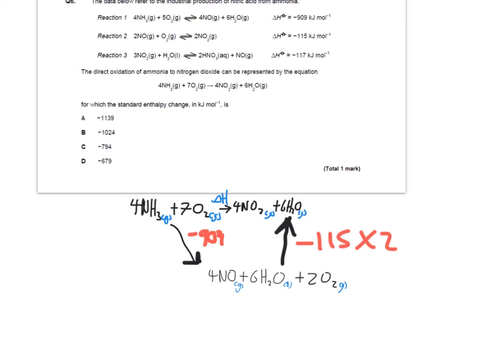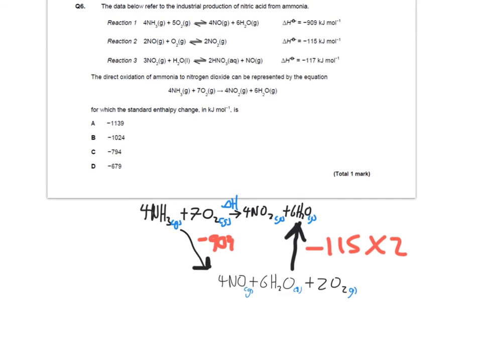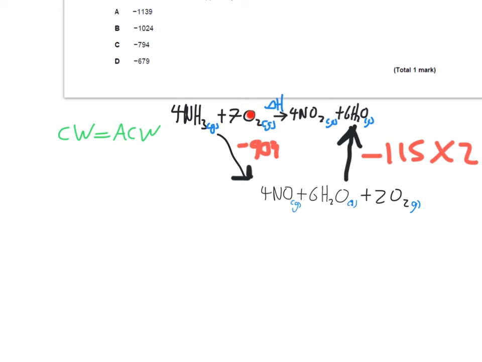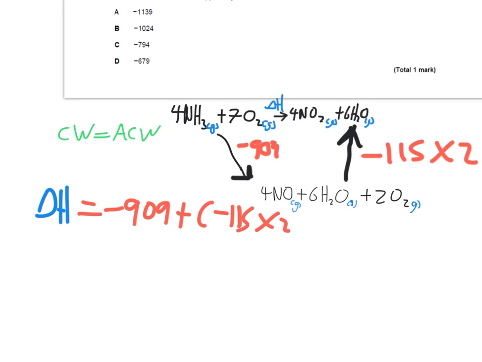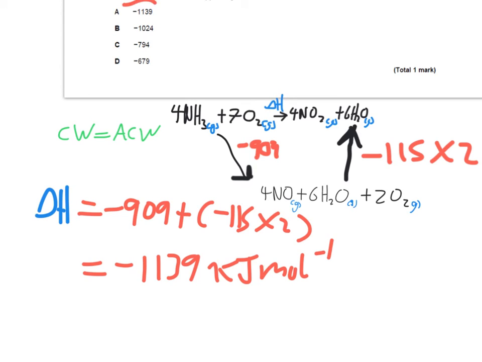So all we have to do to find out our answer is just do the clockwise, anti-clockwise rule. So you can see our clockwise arrows are just this one. This is the only one going clockwise. See, the other 2 are going anti-clockwise. So that gives us delta H equals minus 909 plus minus 115 times 2. And that comes out as minus 1139. It's obviously kilojoules per mole. So there we got the right answer here.